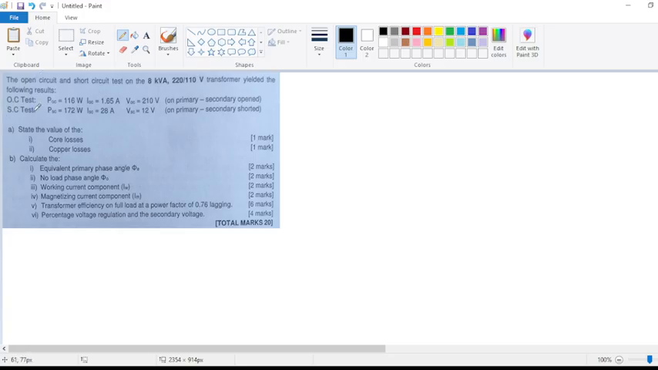Then now the short circuit test, these are the readings. We have the power of the short circuit as 172 watts, the current in the secondary in the short circuit as 28 amps, and the voltage of the short circuit as 12 volts. So this one is on primary to secondary, it has been short circuited. Okay, so the first question: state the value of the core losses, 1 mark.